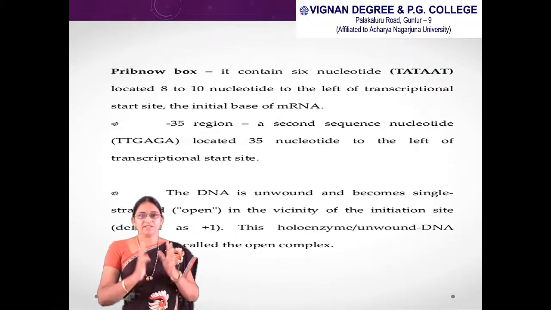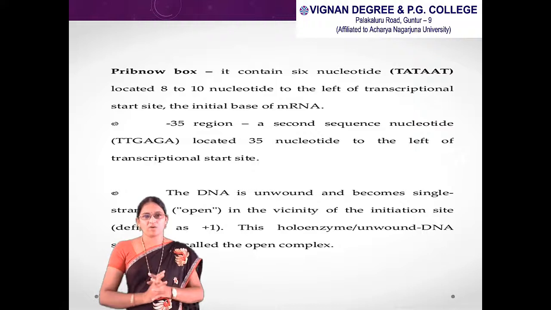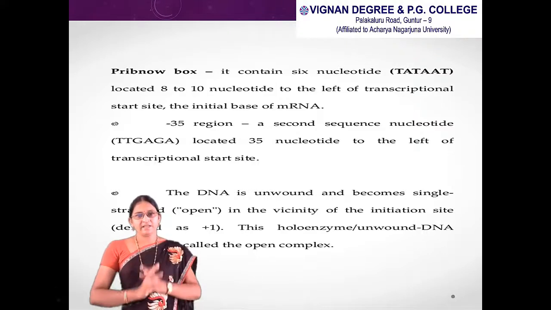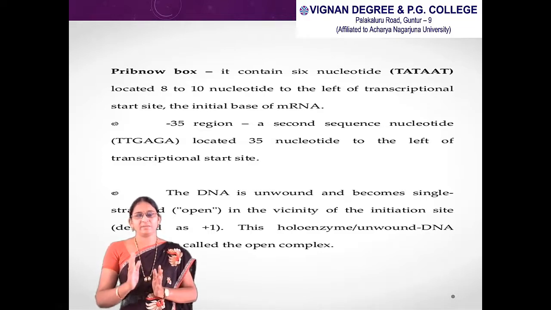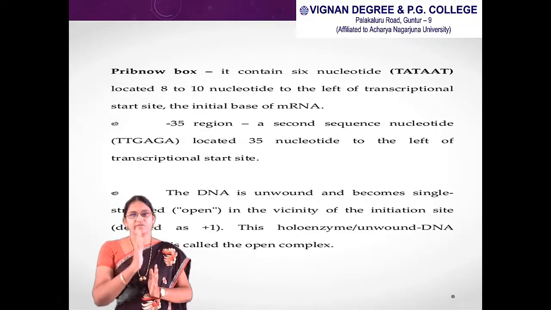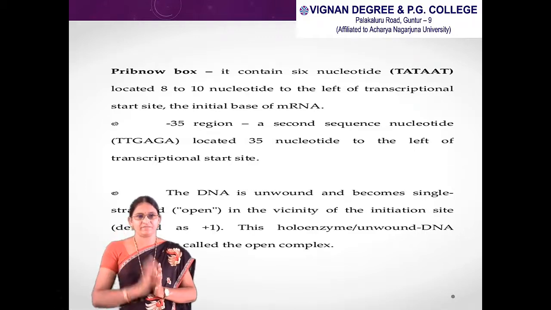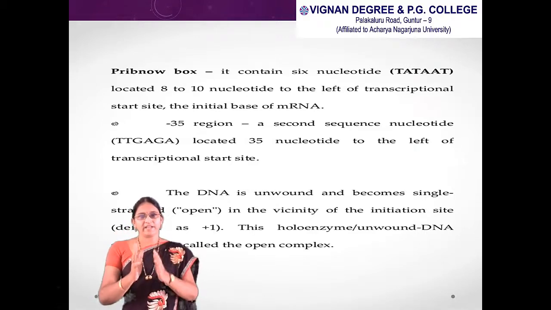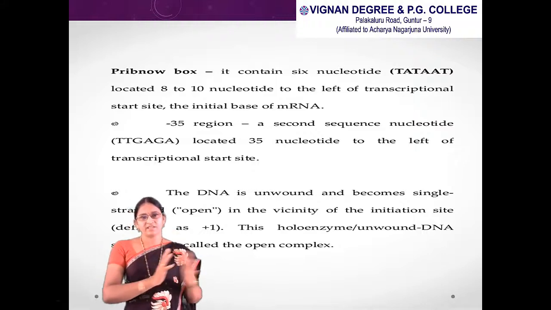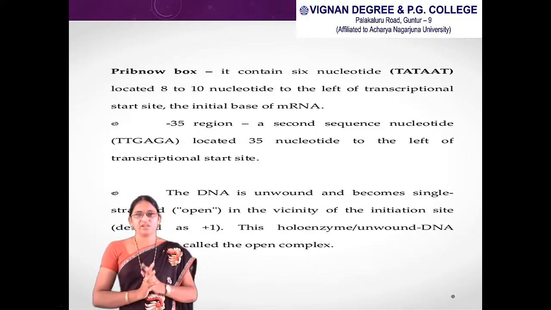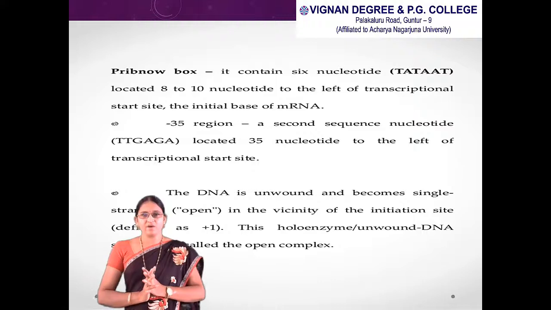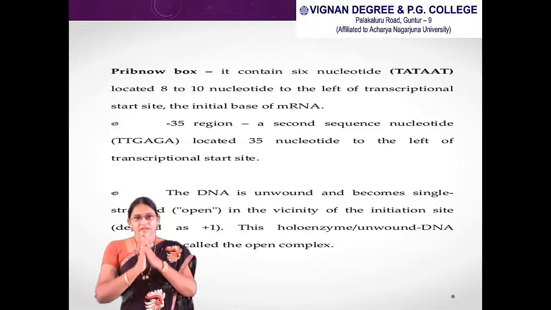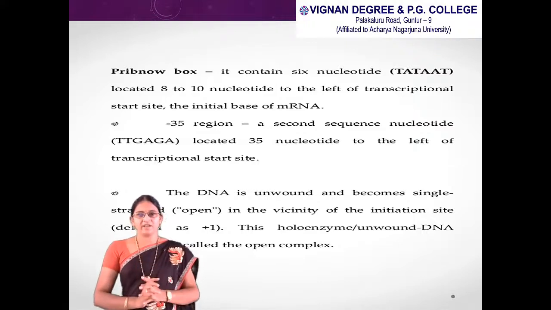Coming to what these sequences are. What is the RNA box? It contains 6 nucleotides. The sequence is TATAAT, that means a repeated sequence of TA, TA, AT. Located 8 to 10 nucleotides to the left of the transcriptional start site. So where are they located? From the transcription start site, to the left of that site, around 8 to 10 nucleotides are found. The initial bases of the mRNA, these are.